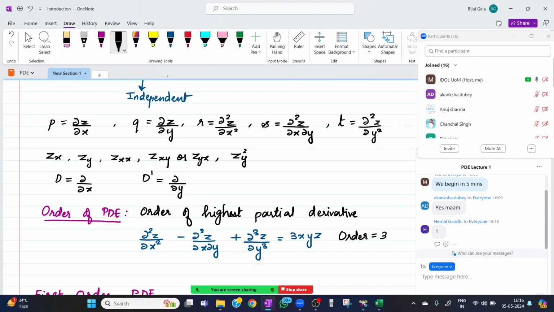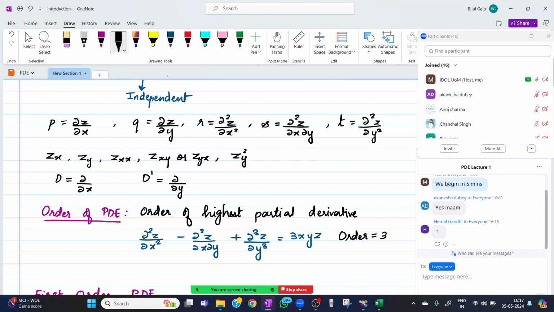How many times did you differentiate? So there are 3 terms over here where derivatives are present. Total 4 terms, one on the right hand side. 3 terms with derivatives, right? The first term is the derivative taken twice. Second term is the derivative taken twice. Third term is the derivative taken 3 times. So the highest order of the partial derivative is 3. So the order of the partial differential equation over here would be 3.